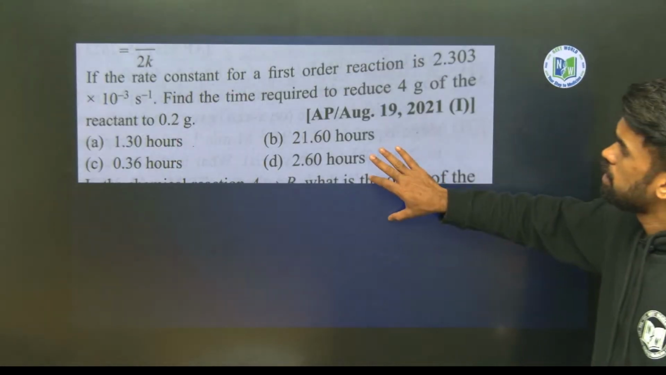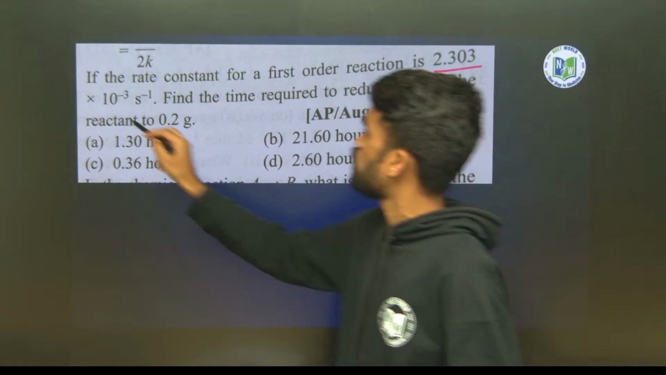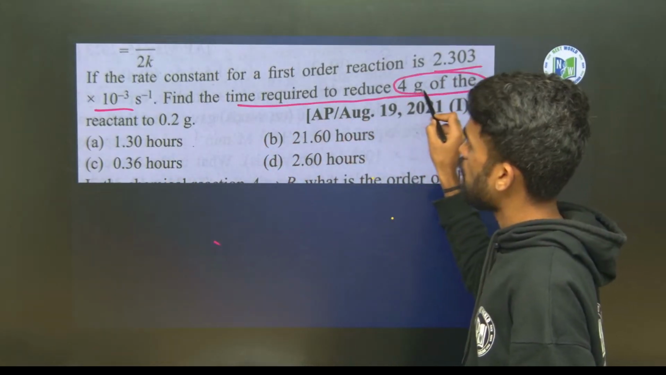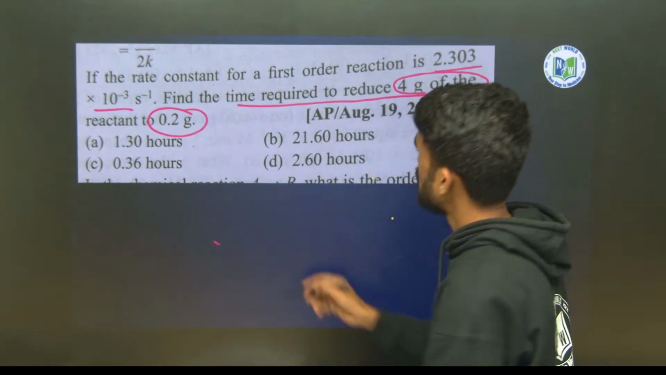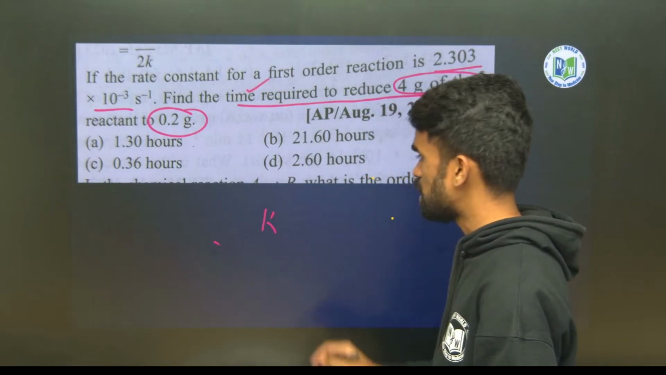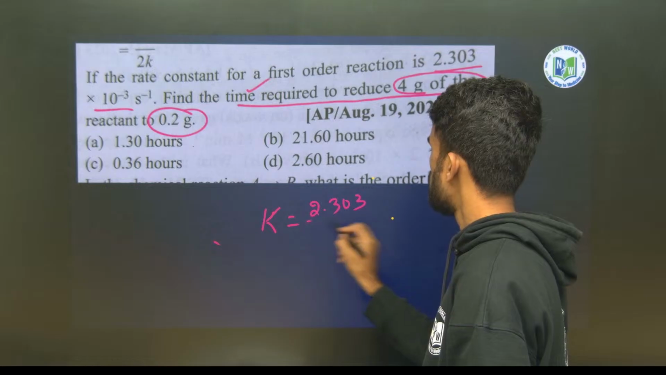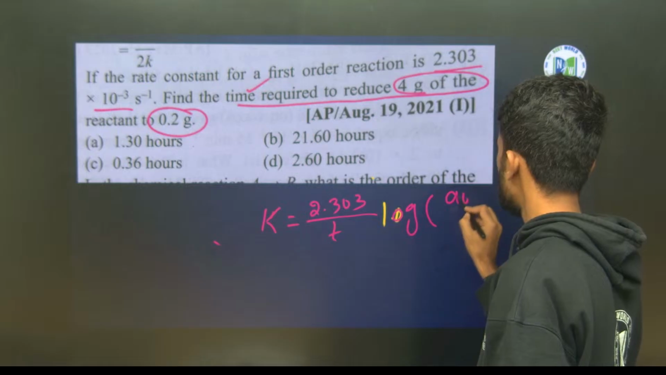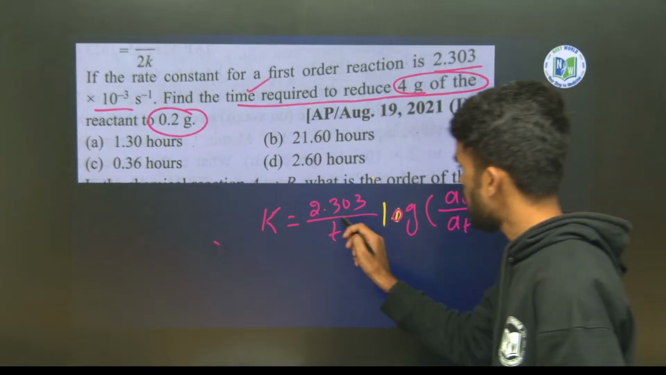Look here. If the rate constant for a first order reaction is 2.303 into 10 power minus 3 second inverse, K is given. Find the time required to reduce 4 grams of reactant to 0.2 grams. Very easy. So what you need to do? They are giving the rate constant and asking for time. So what is the relation? K is equal to 2.303 by T log A naught, the initial concentration, by the concentration at time T, A T, I am taking. Okay, I want this time.